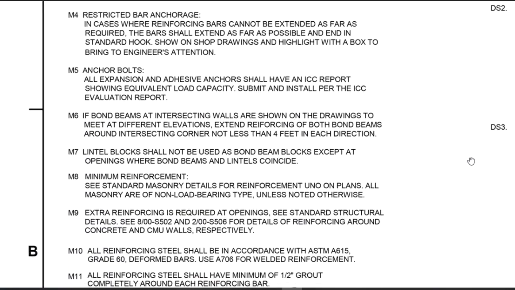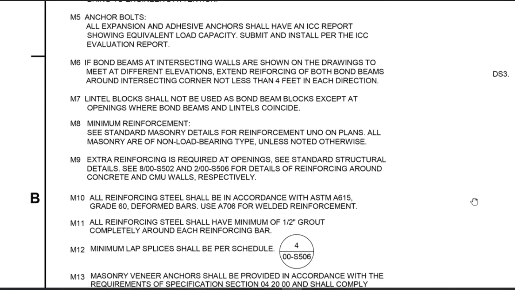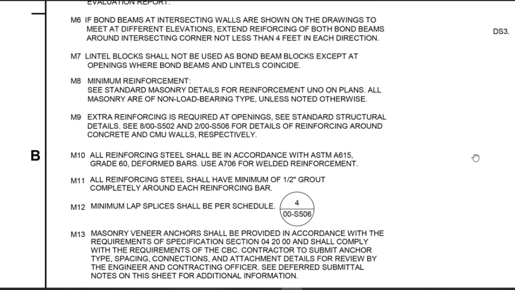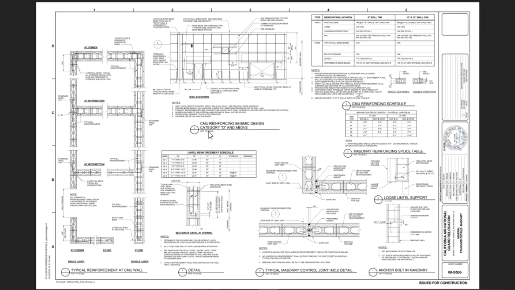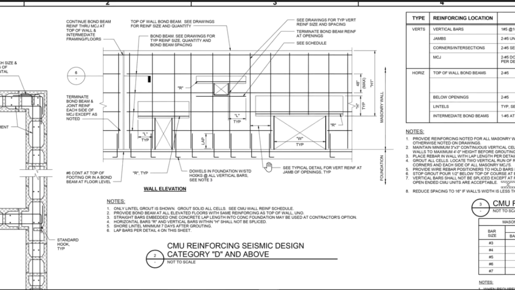Bar clearance detail, lap splices requirements. In this drawing, you can find masonry veneer anchors installation requirements. This sheet shall be reviewed together with the project masonry specifications section when performing an inspection or if you're contracting officer representative. Next, let's take a look at details on drawing S506.